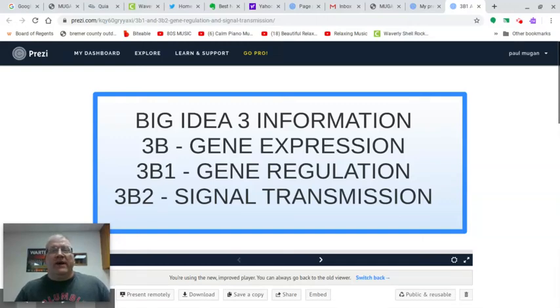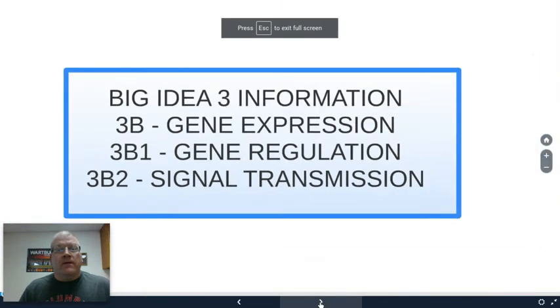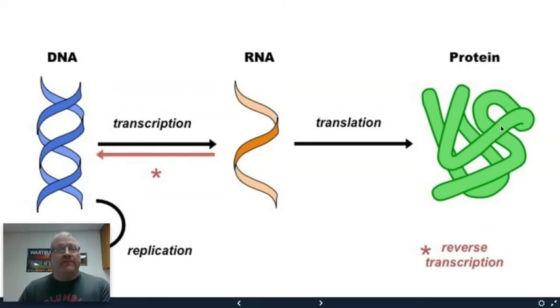That brings us to big idea number 3, gene expression, gene regulation, and signal transmission. Let's take a look. So, what we're dealing with, let's review briefly the central dogma of biology. DNA stores the information, RNA moves that information, and proteins help to express that trait. Gene expression is basically the concepts of transcription and translation together, and that's going to be our focus.